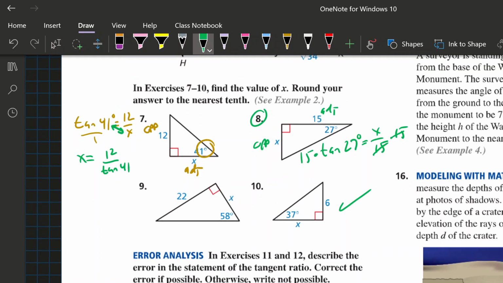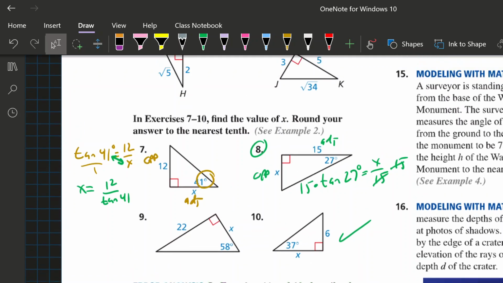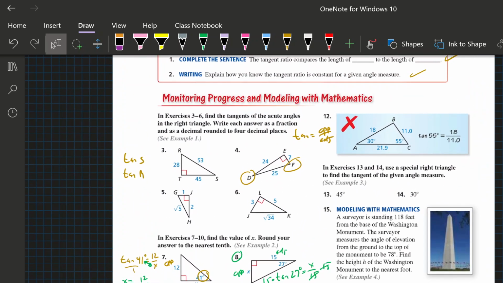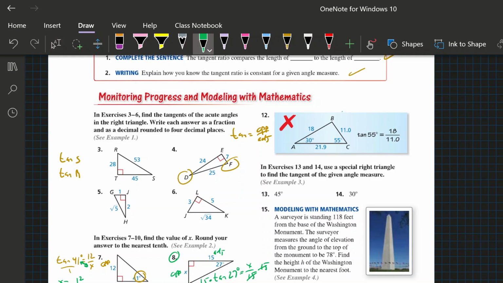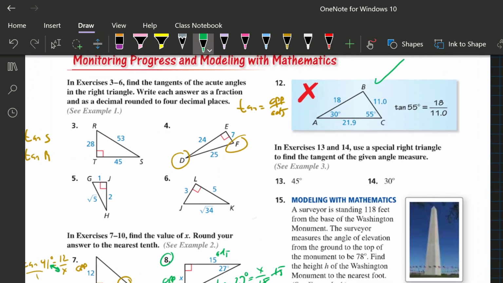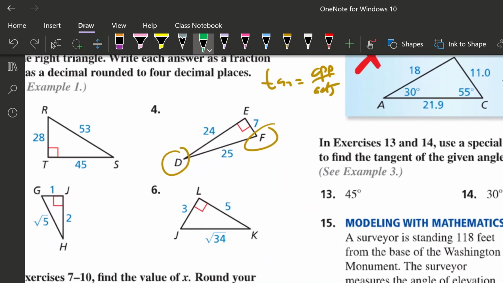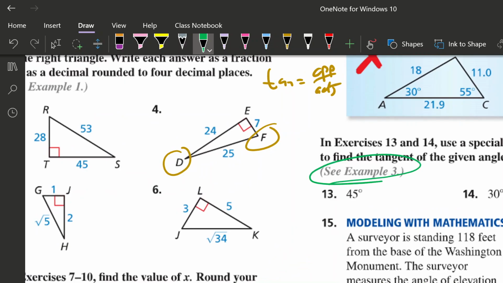Mistakes, number 11. I'm going to let you look for these. Okay? I'll give you a hint on number 12. What is missing from the diagram in 12 that you can see in the diagram in 11? So, this one, see example 3.